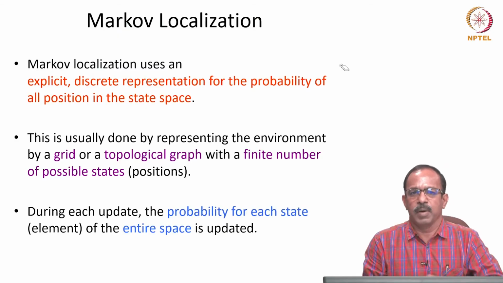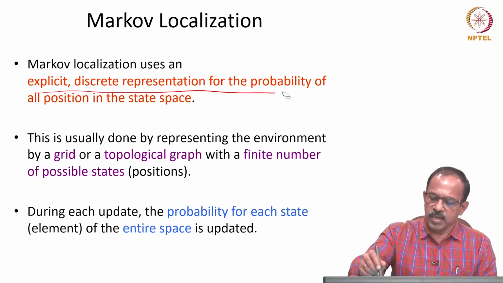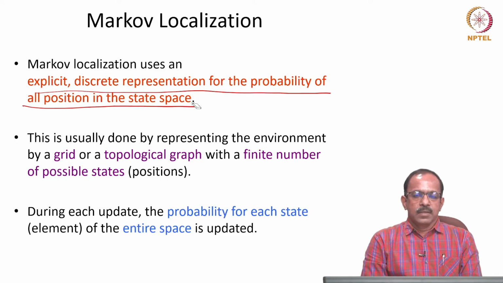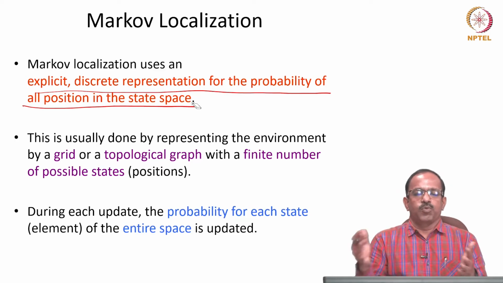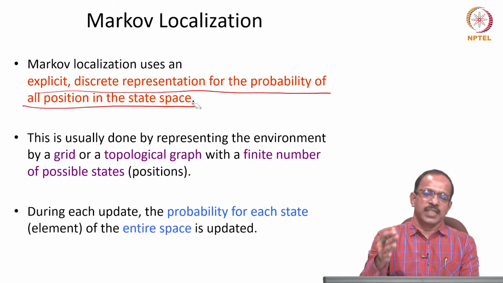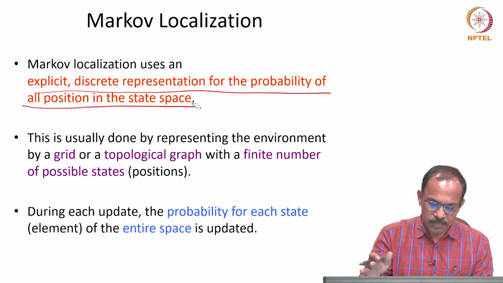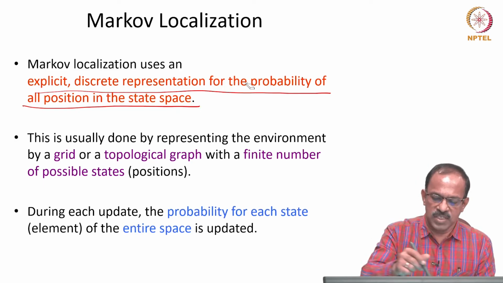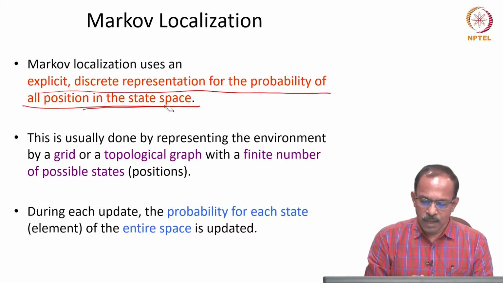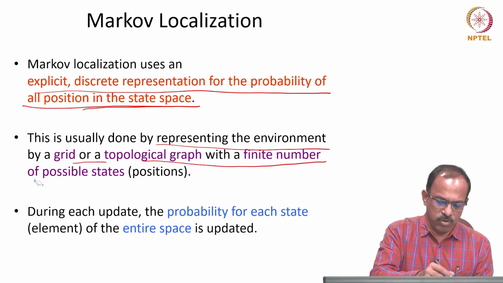Okay, so let us look at the Markov localization. As I mentioned, it uses an explicit discrete representation of the probability of all positions in the state space. State space basically means, if you have x, y, theta as the robot position, then for every grid you need to have the x, y and theta for that grid, and its probability. So, the probability of all positions in the state space is needed with the discrete representation. This is done by representing the environment by a grid or a topological graph with a finite number of possible states.